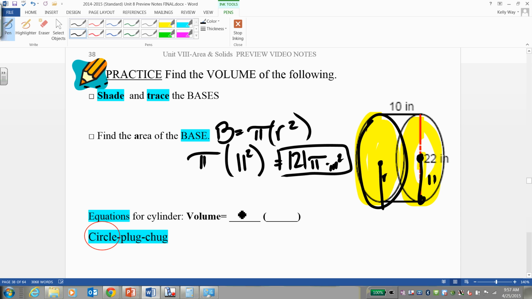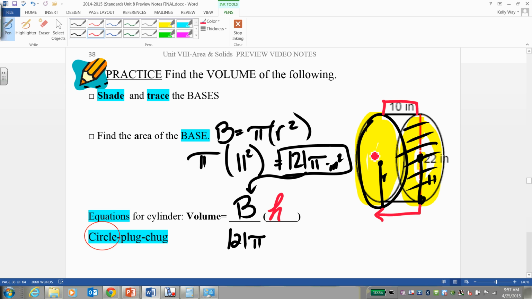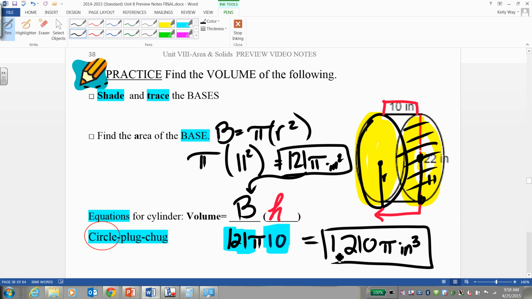Now to find the volume, it's base times height, and height is distance between the bases. So our base here is not 22, it's an area of the base, which we have is 121 pi times our height, which is 10. So we simply do 10 times 121. So we're adding a 0 there, and now it's inches, and it's cubed because it's volume. That was the volume of the cylinder there.